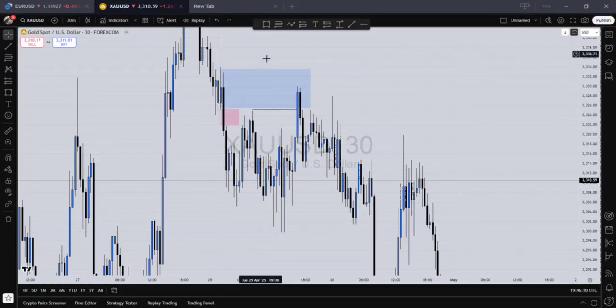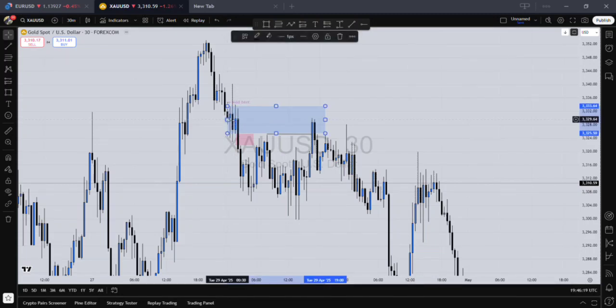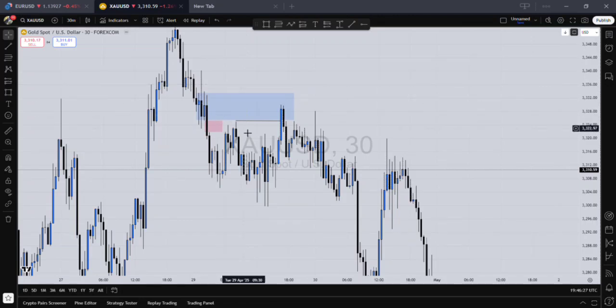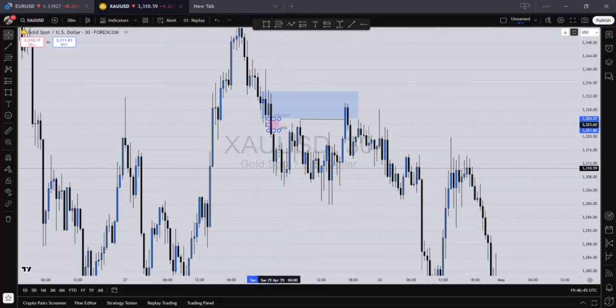So this is similar to the setup. What do we have? We have our point of interest. This point of interest is a structure. Okay. I told you guys your POI can be a structure and it can be a candle. It can be just a candle. So I don't need to explain this now. Okay, price tapped into this structure and we have our fair value gap below it. Most importantly, we have our inducement.